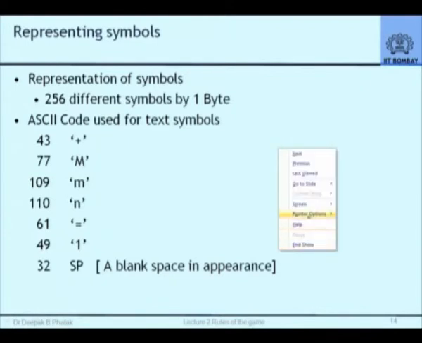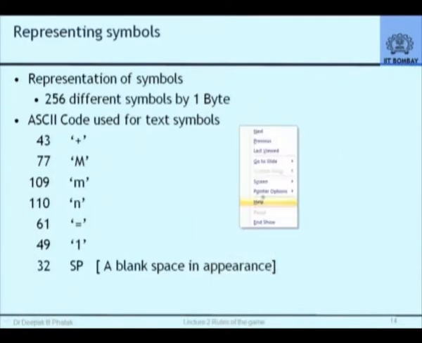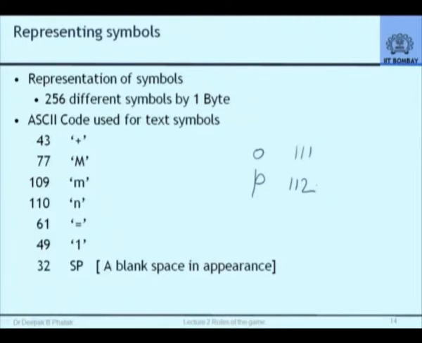109 and 110. Does this tell you something more about what will be the number representing small o and small p? 111? 100. So you see, you can guess. All alphabets A, B, C, D, E, F, G, H have been arranged in that table in a sequential order. Consequently, the value of P is greater than the value of O.